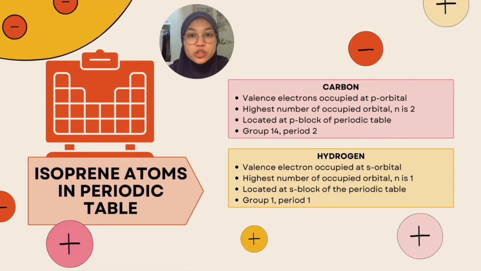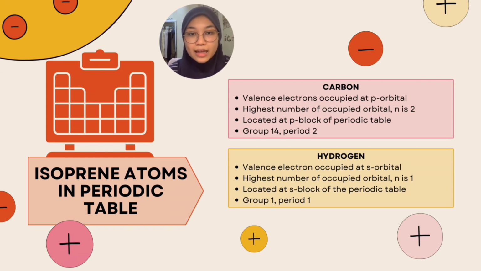Now, before we determine the position of a certain atom in the periodic table, we have to know its valence electrons, its highest number of occupied orbitals, and the block the atom belongs to based on its electron configuration. Let's start with carbon. Carbon has 4 valence electrons, which means carbon belongs in group 14 in the periodic table. From the electron configuration of carbon, the highest occupied energy level is 2, and it is in the p orbital. Therefore, carbon is in period 2, and it is in the p block, because we have s block, d block, p block, and f block. So we can conclude that the position of carbon in the periodic table is group 14, period 2.